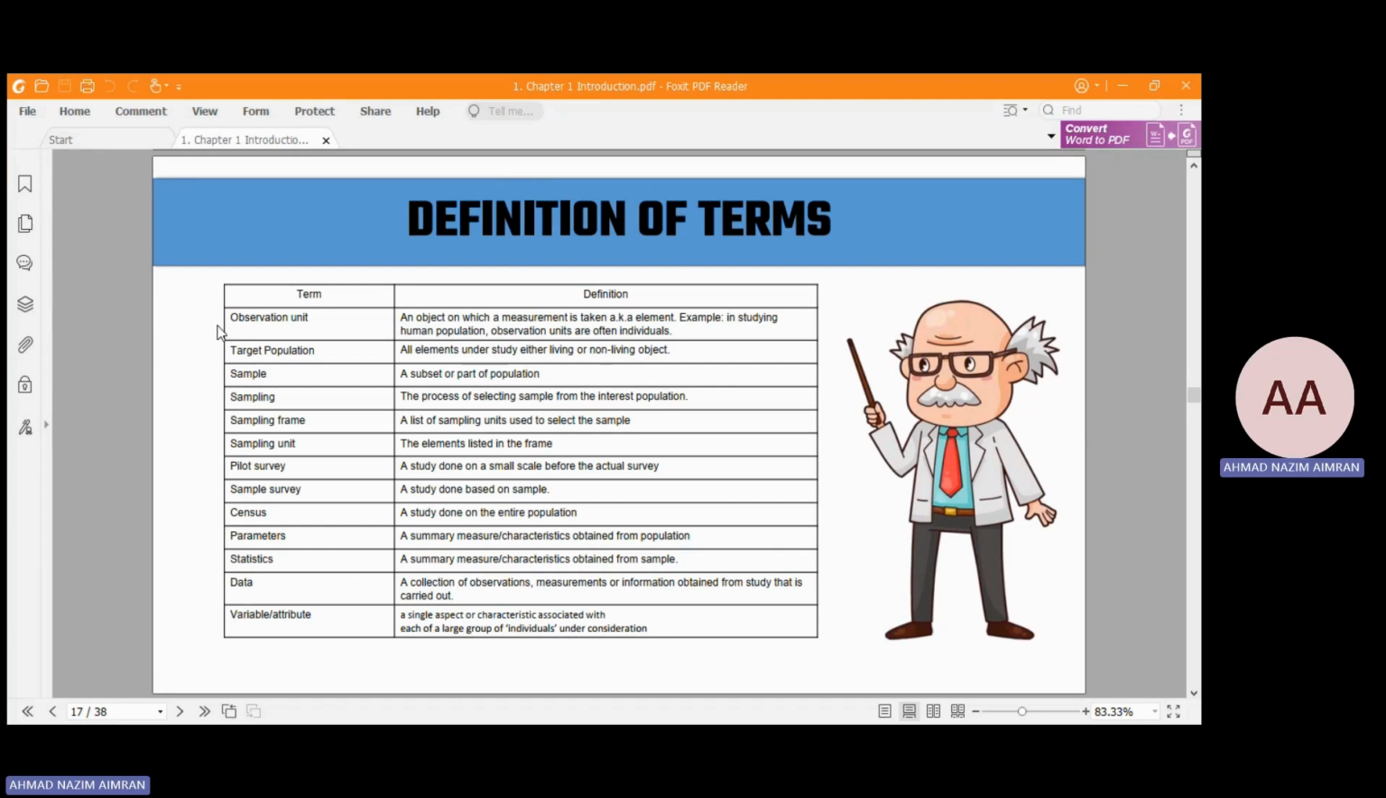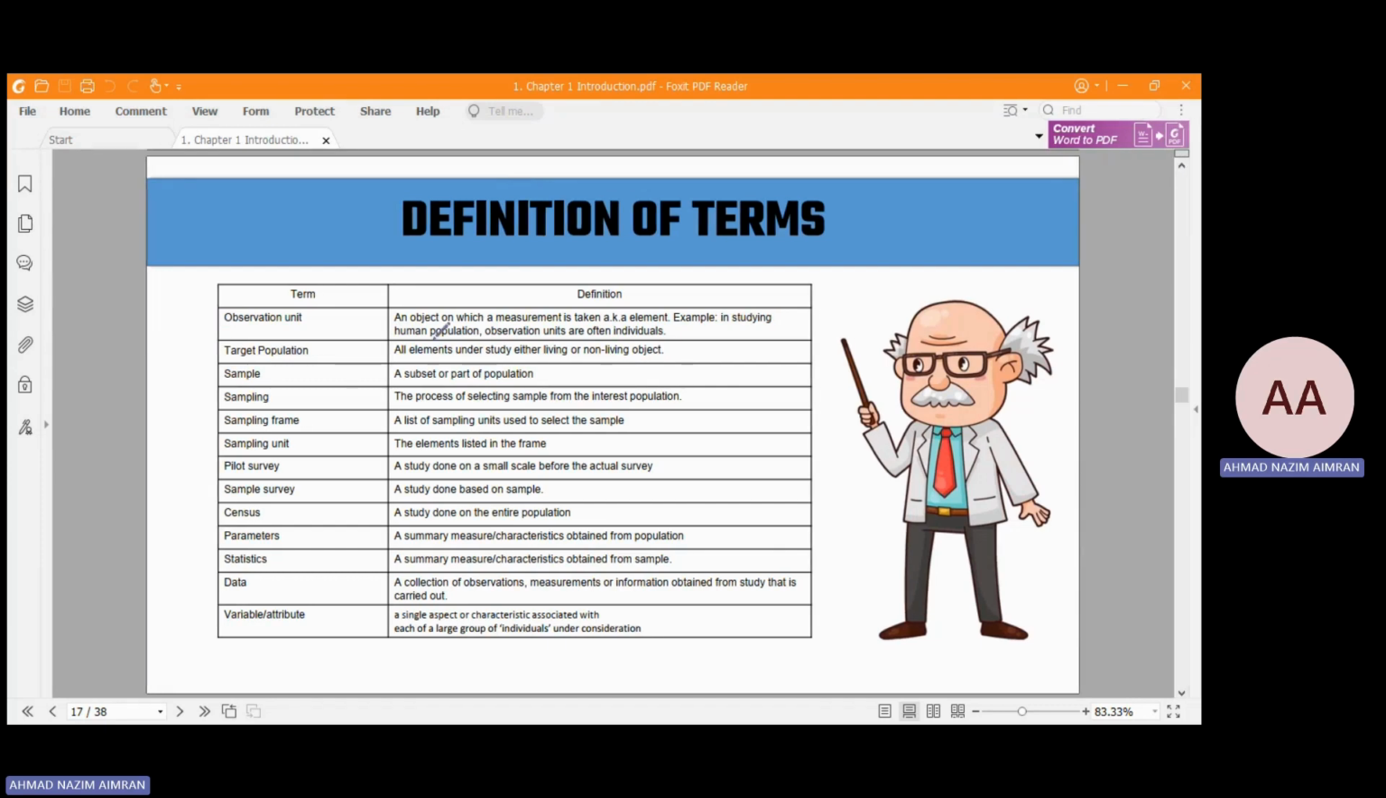Let's look at the first one here. The first term is the observation unit. It is also known as an element. Each individual unit in our study is called an element. For example, if our study is to study humans, then every person in our study is an observation unit, also known as the element.